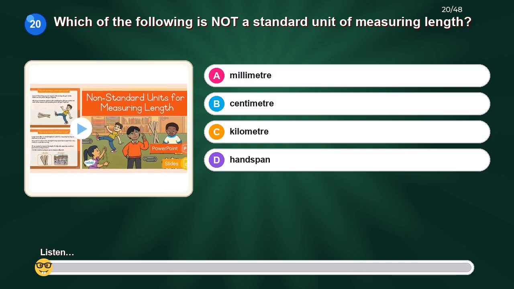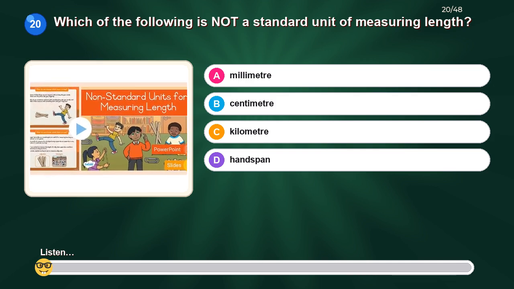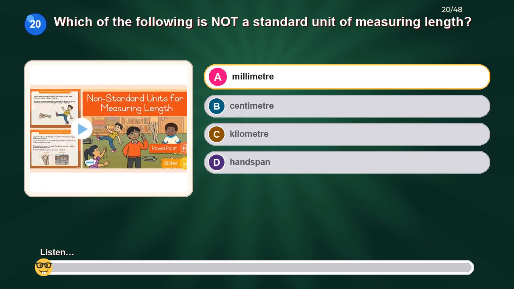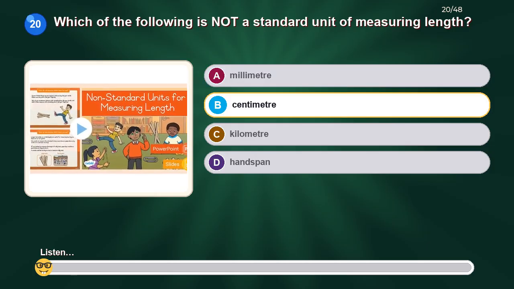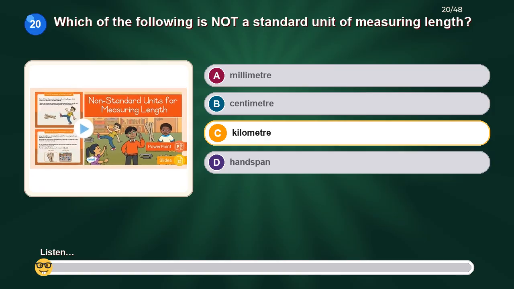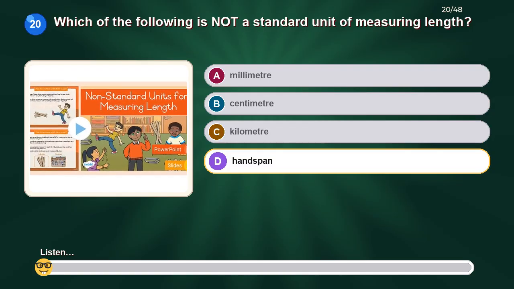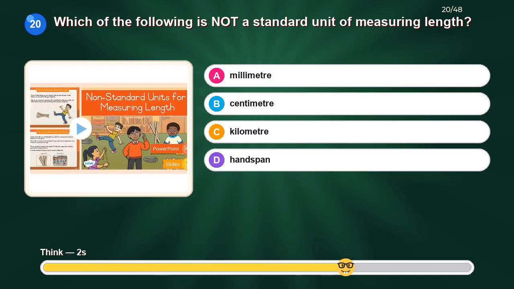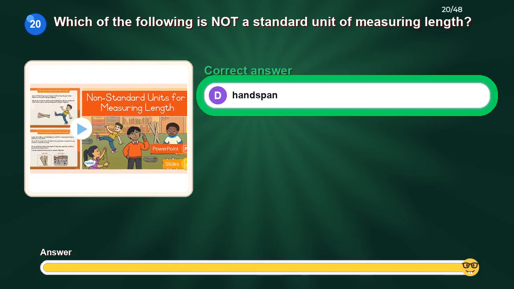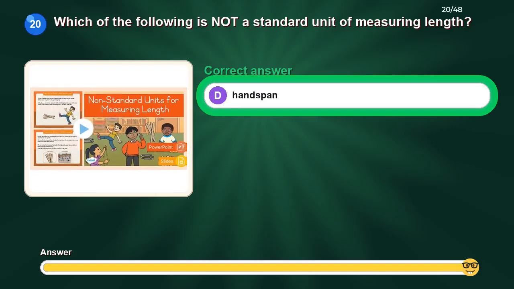Which of the following is not a standard unit of measuring length? Option A, millimeter. Option B, centimeter. Option C, kilometer. Option D, handspan. The correct answer is handspan.